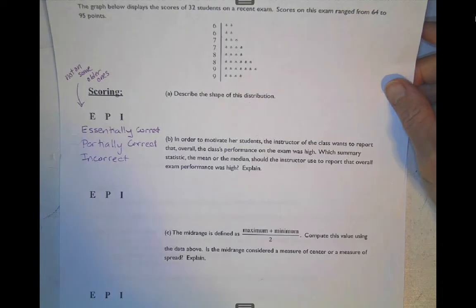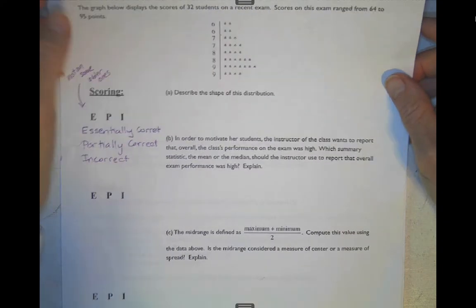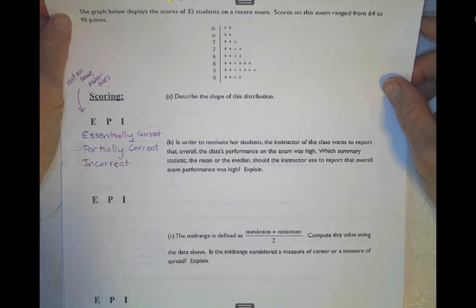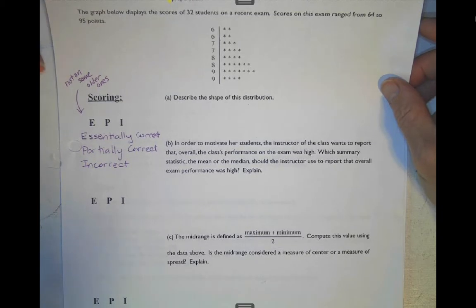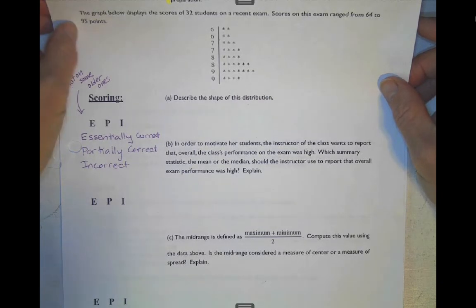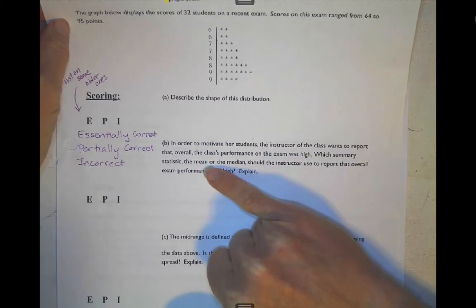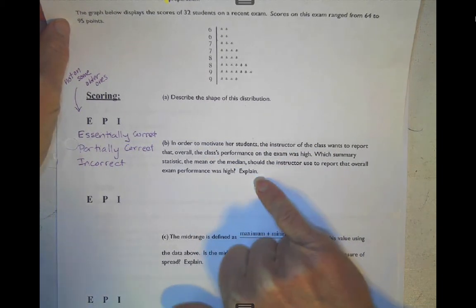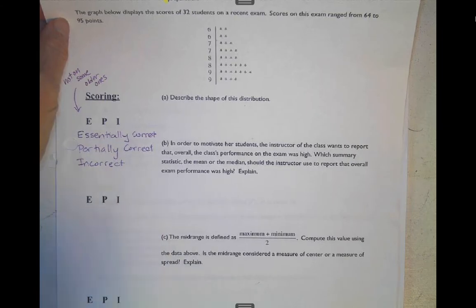So then it asks, in order to motivate the students, the instructor of the class wants to report that overall the class performance on the exam was high. Which summary statistic, the mean and the median, should the instructor use to report the overall exam performance was high? Explain. So you want to make sure that you're doing both parts here. You want to make sure that you're picking the one, and you want to make sure that you're explaining why you're picking that one. So here, you know that it's skewed to the left.